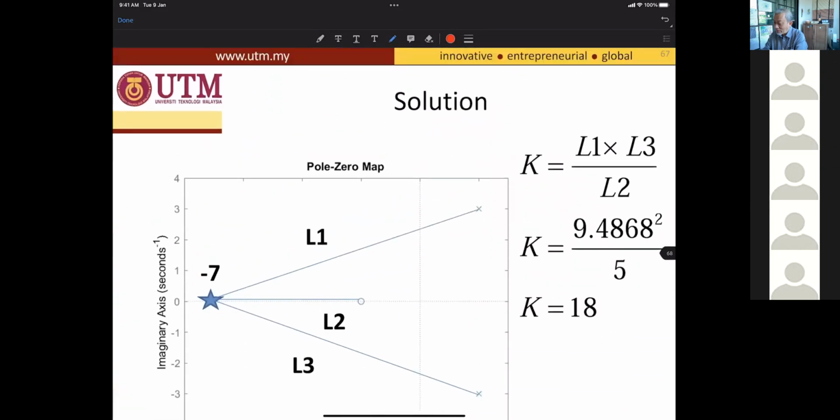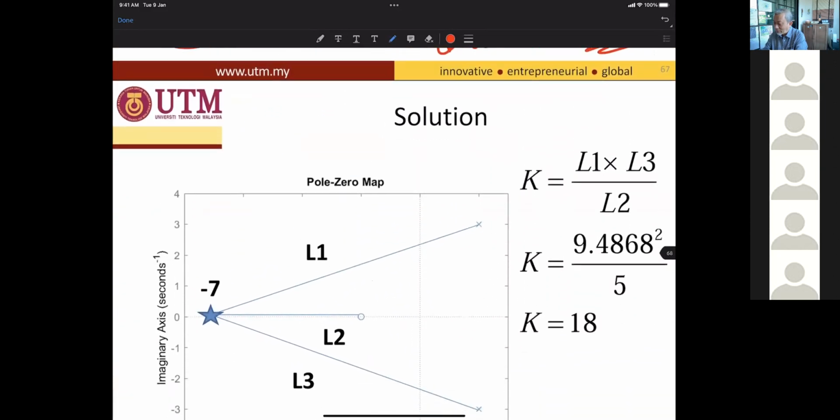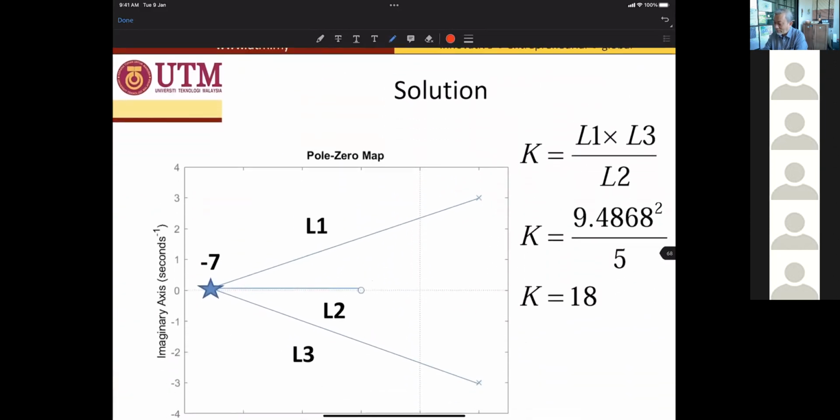And for the gain at -7, you have to calculate the length of L1, L2, and L3. So how do I get L1?